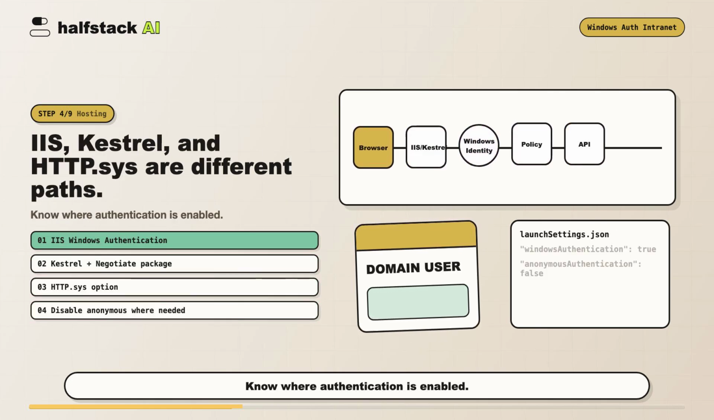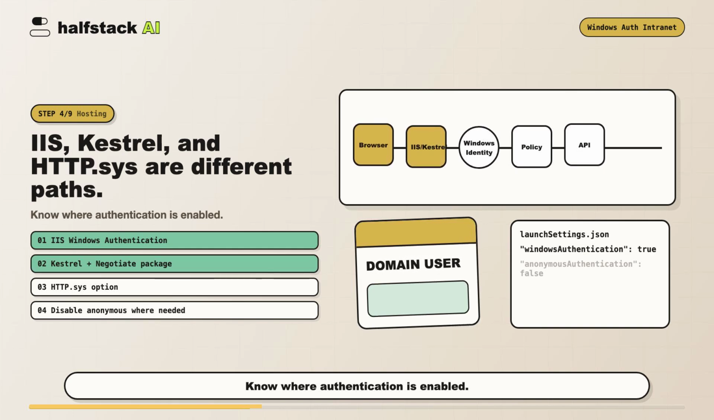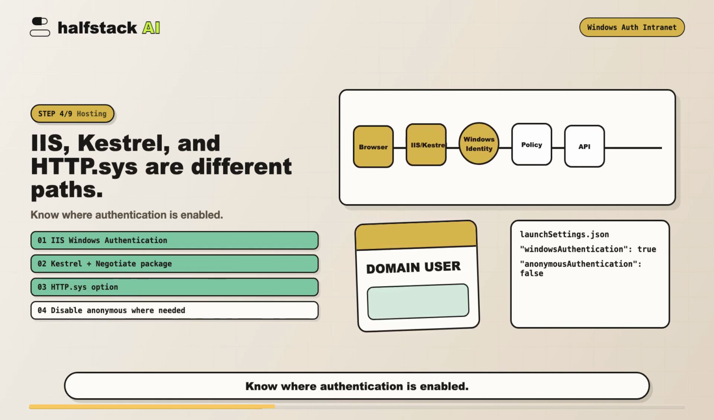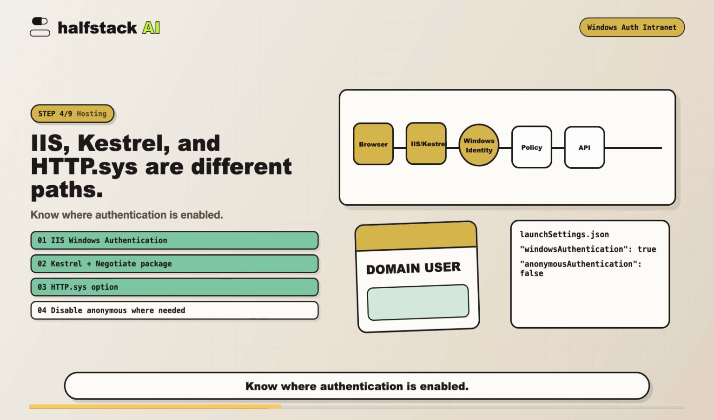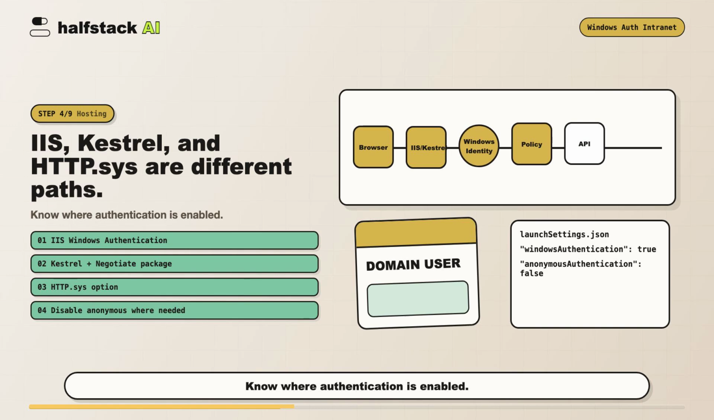Hosting matters. With IIS, Windows Authentication can be enabled at the host level. With Kestrel, ASP.NET Core can use the Microsoft ASP.NET Core Authentication Negotiate package. HTTP.sys has its own hosting path. Do not copy random setup steps without knowing where authentication is actually happening.